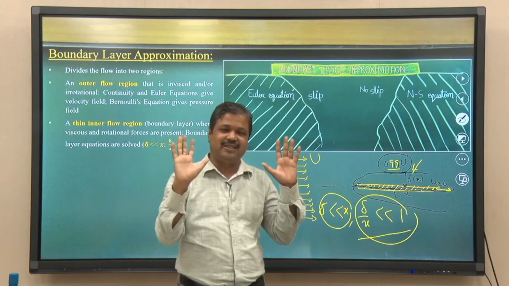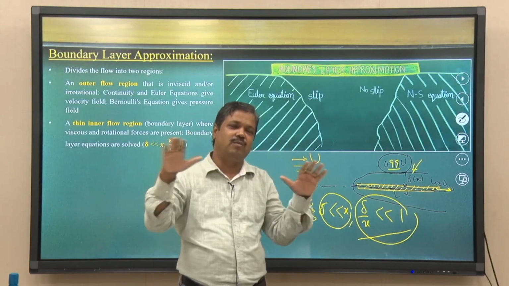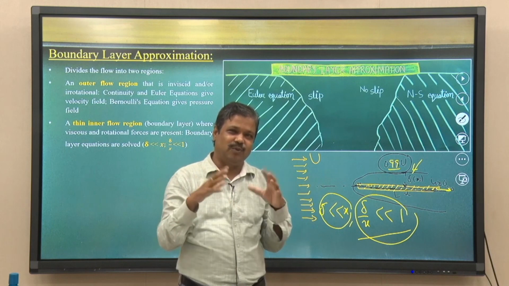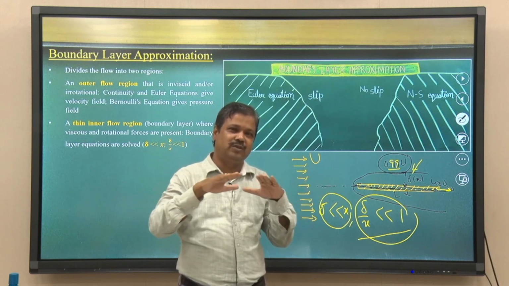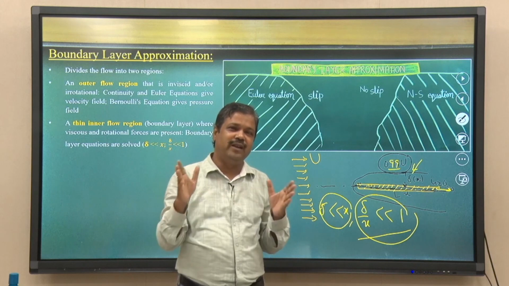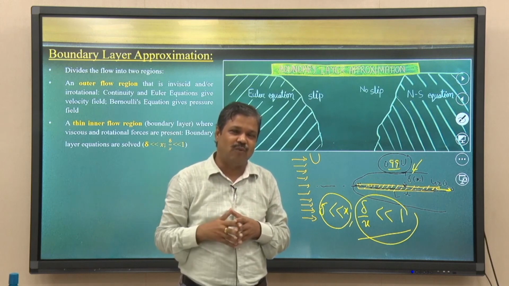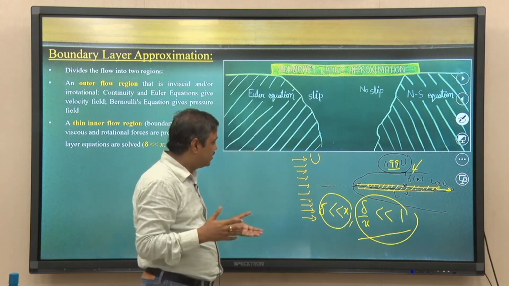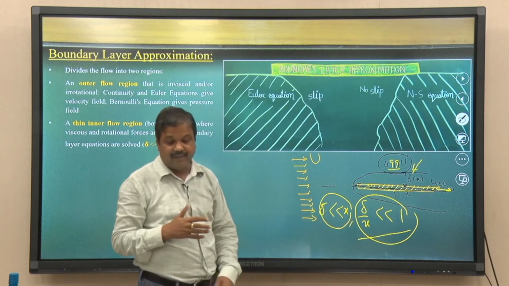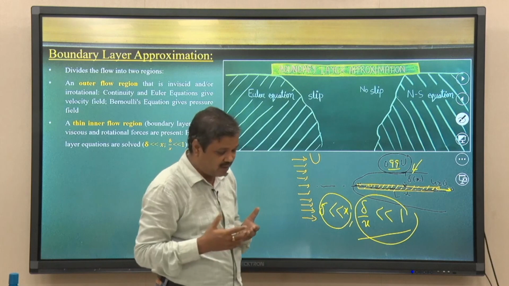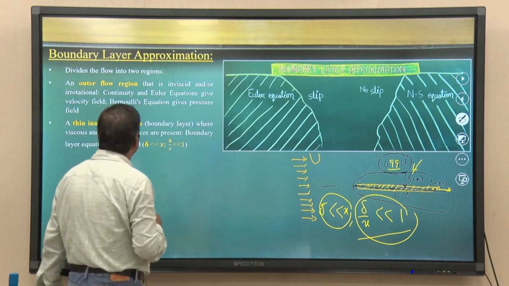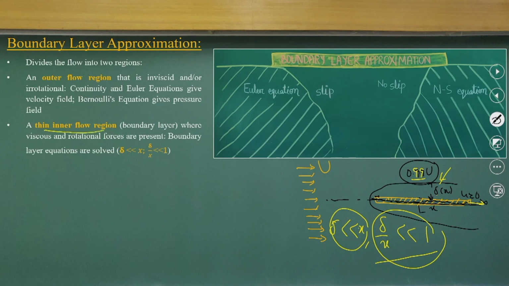That should be the understanding of how boundary layers form. That is the reason we make smooth profiles for aerofoil wings, or for any high speed cars. You can see the smooth profiles. They try to control the boundary layer thickness formations. Boundary layer is a very thin flow region where the viscous rotational forces are present, and boundary layers are solved with these two boundary conditions.